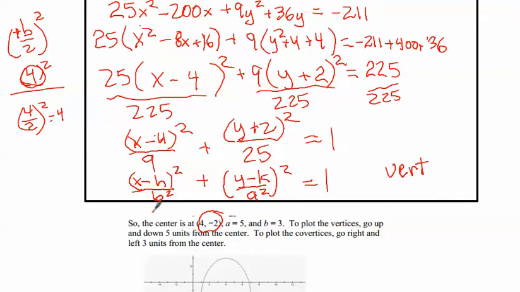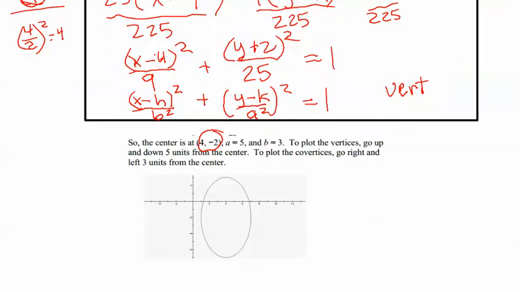So now we're going to show how to plot this. Let's push this up a little bit. So basically we're going to stick the center at 4 comma negative 2. So this is our center. A equals 5, so we go up 5 from this. Since we're starting at negative 2, we're going to go up to 3. So this is going to be 4 comma 3. And then we're going to also go down 5, so 4 comma negative 7 is the other vertex.